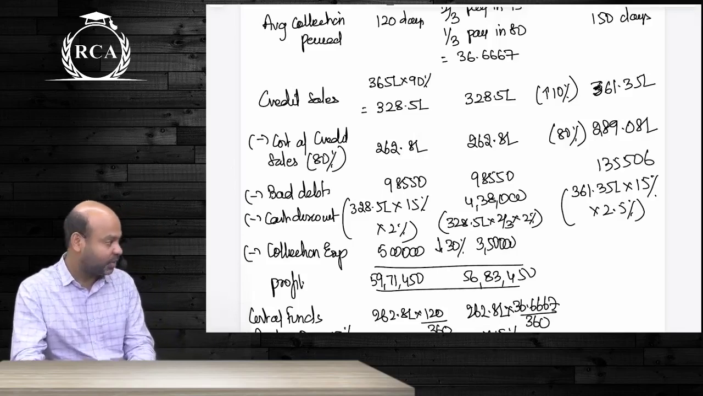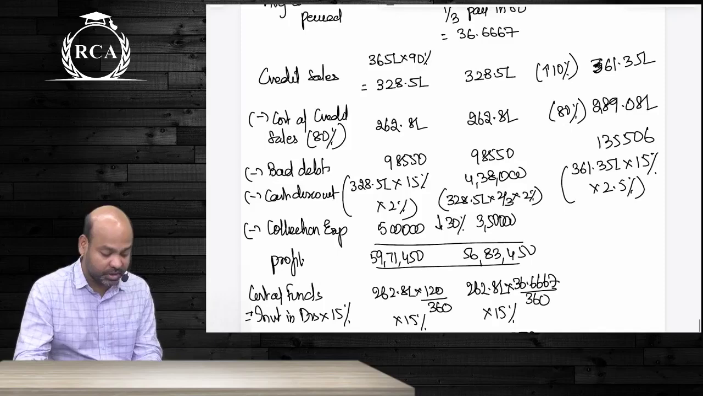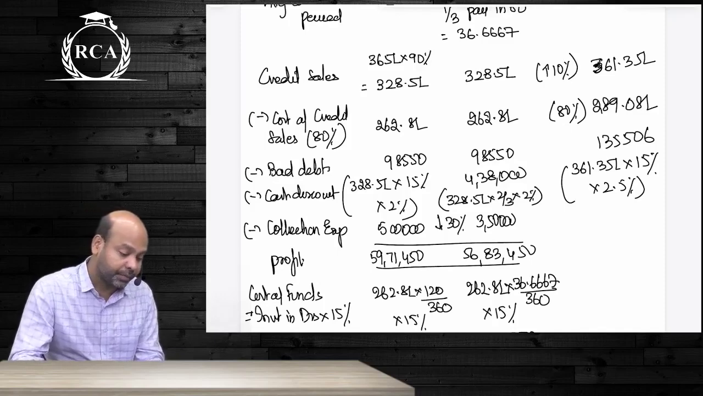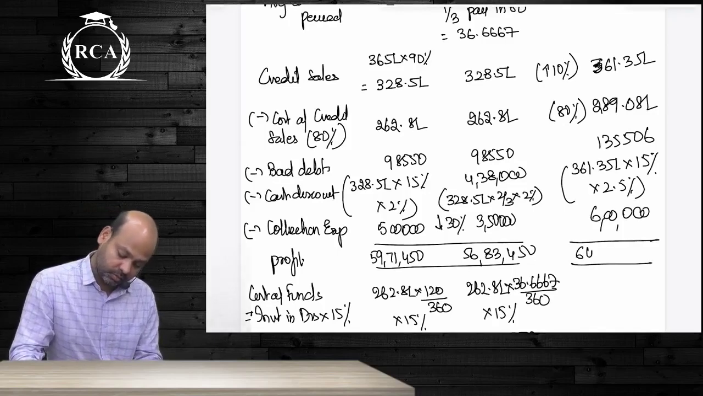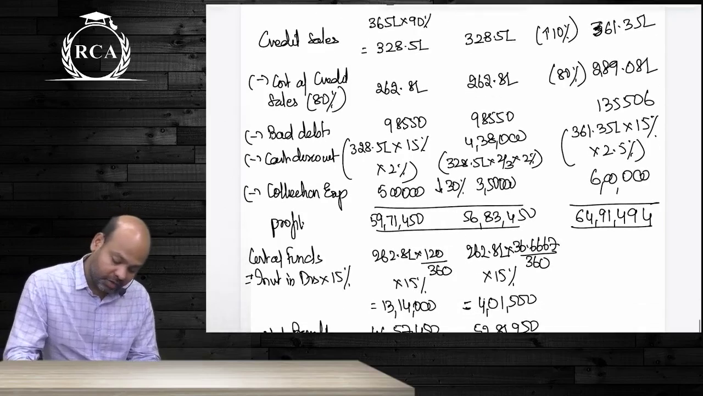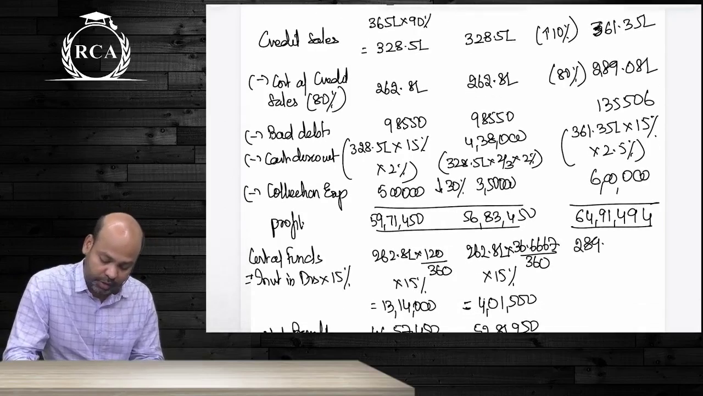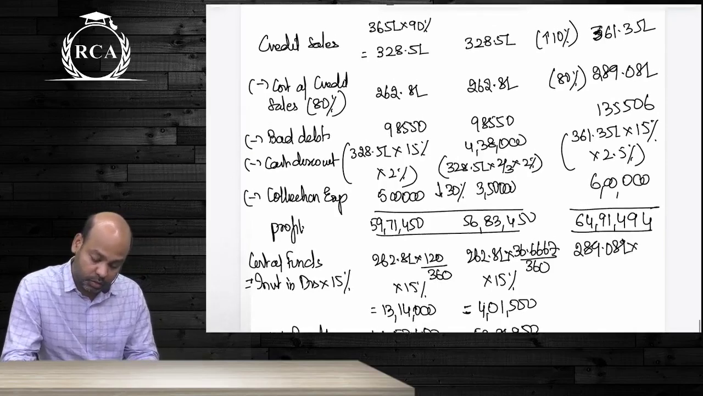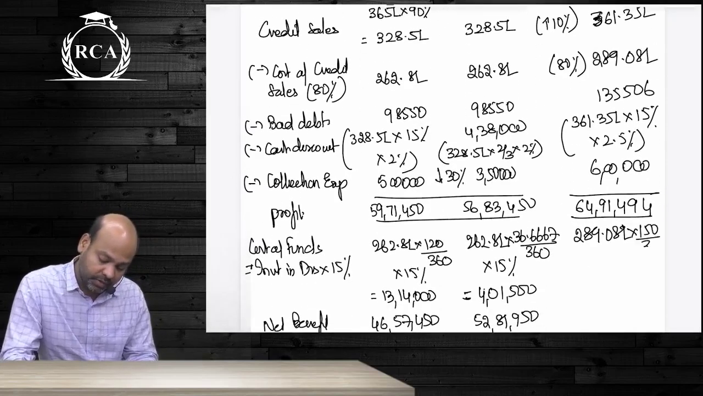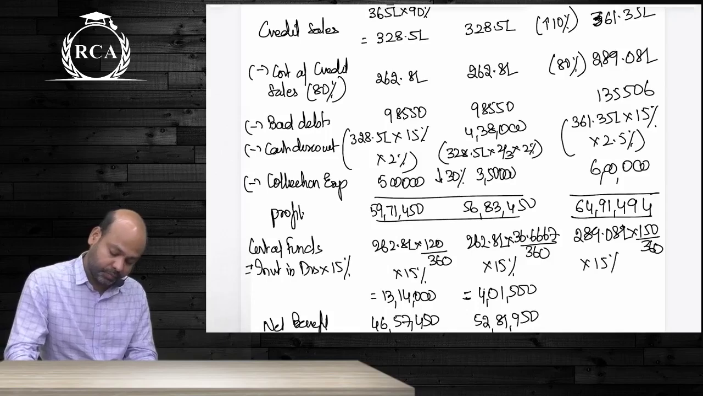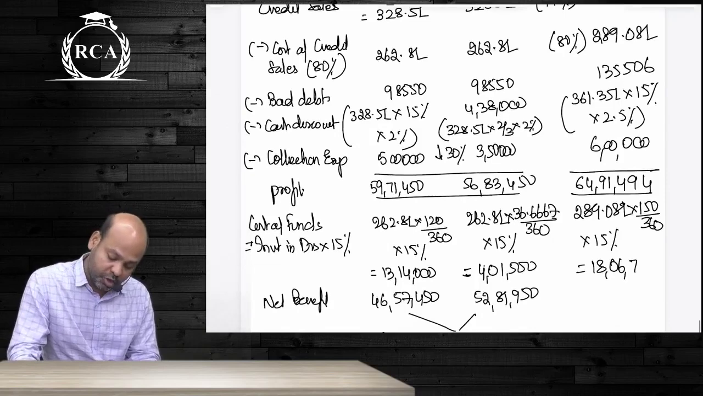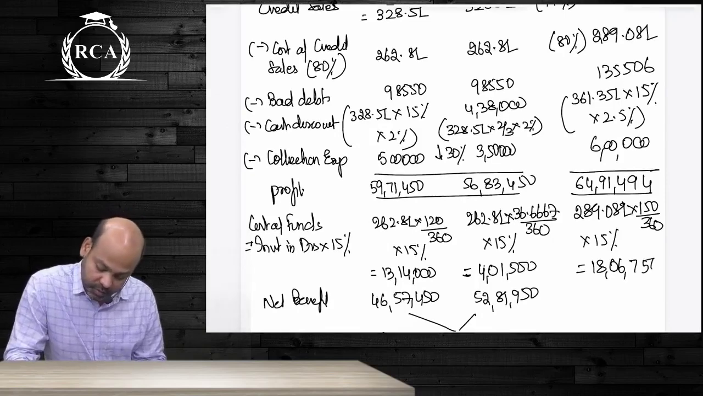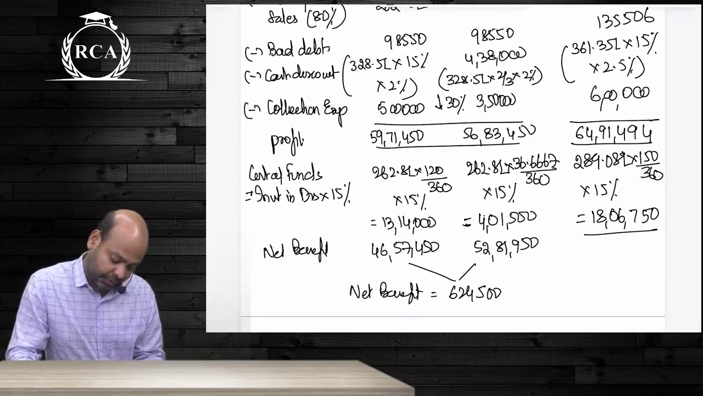Don't you decide, beta. Collection expenditure, beta, will be how much? It is increasing by 6 lakhs. How much will be your profit, beta? 494. When you compute your cost of funds, guys, you should take 289.08 lakhs into 150 by 360 into 15%. 6,000. What's the amount of profit, guys? One second, how much is this profit? Net benefit 48 lakhs.